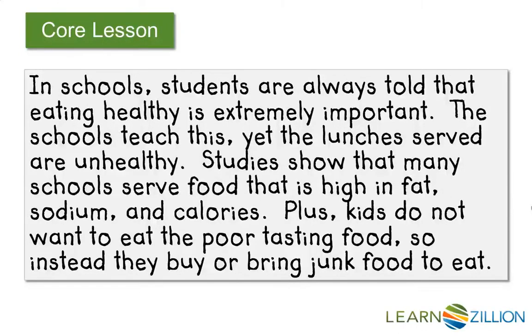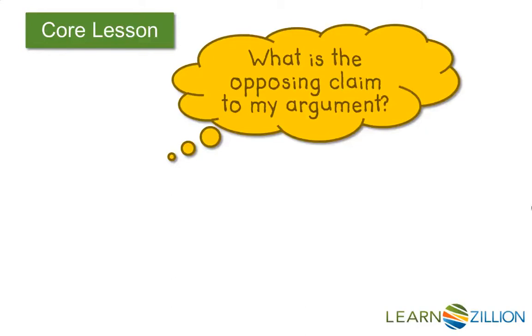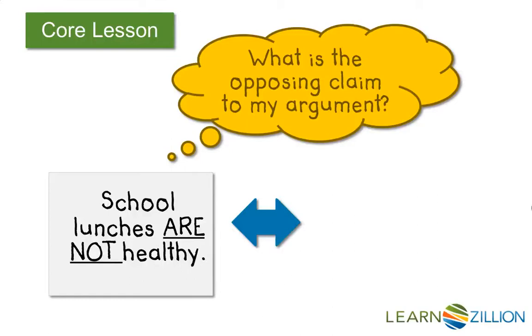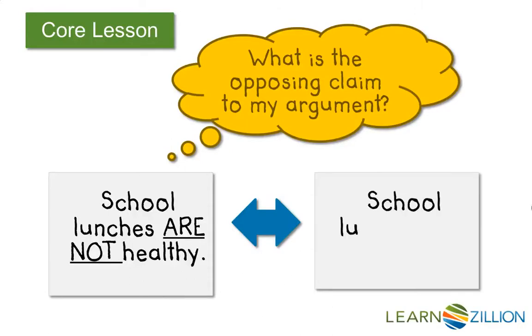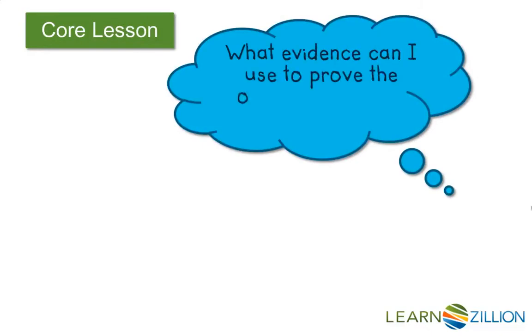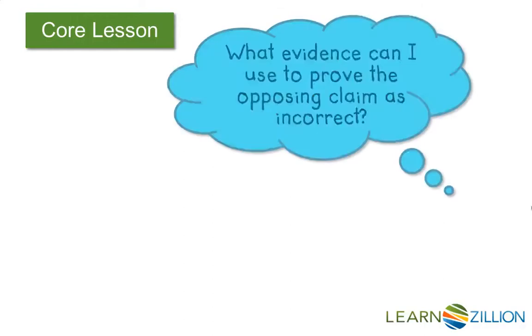But now I need to ask, what is the opposing claim to my argument? So once again, if my argument is that school lunches are not healthy, the opposing claim is something as simple as school lunches are healthy. Now I'm going to need to come up with some evidence that's going to help me argue against the opposing claim. So I need to figure out what that opposing claim actually is, what someone who says school lunches are healthy might say to me.